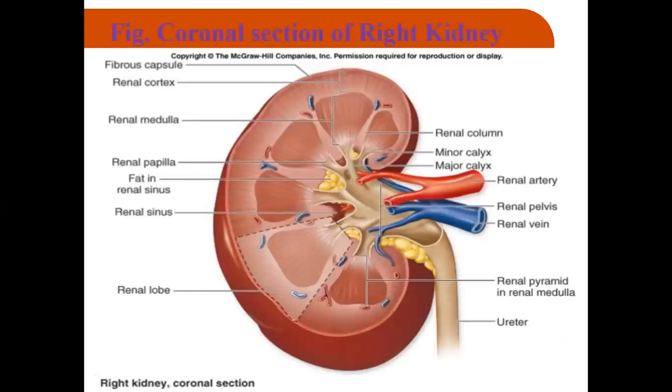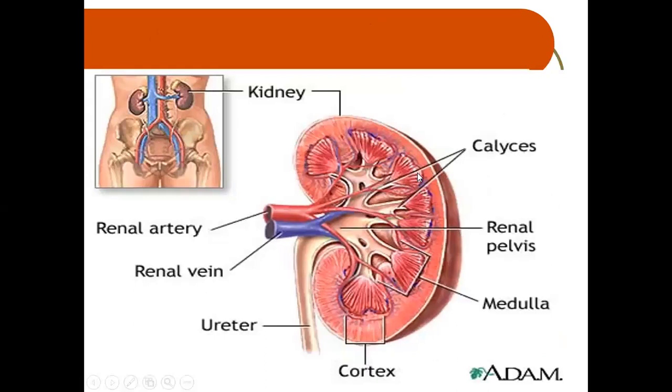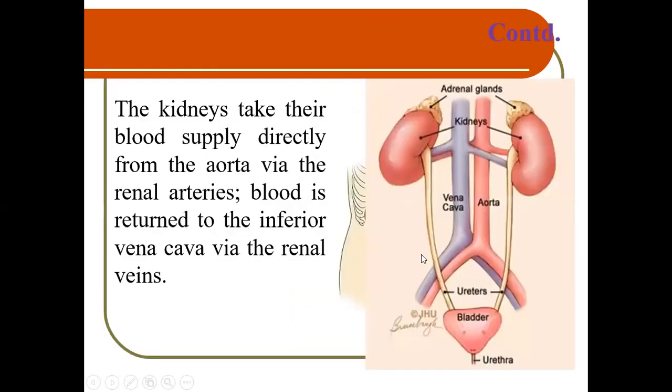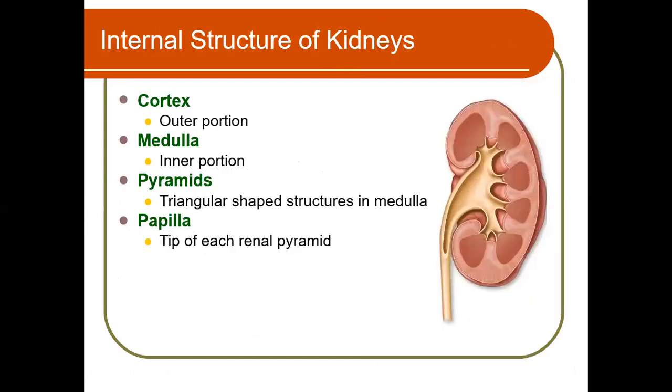We can see here the coronal section of the right kidney. This is also the cross-sectional view of the kidney. We can see here the calyces, renal pelvis, medulla, cortex, ureter, renal veins, and artery. The kidneys take their blood supply directly from the aorta via the renal arteries, and blood is returned to the inferior vena cava via the renal veins.